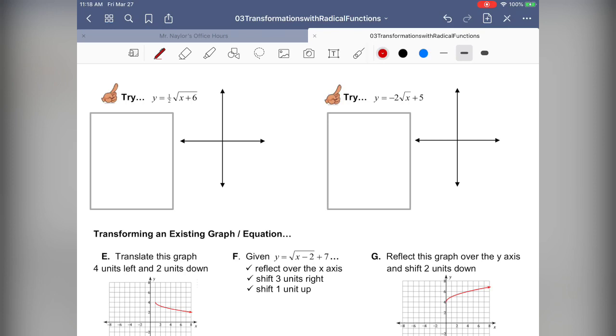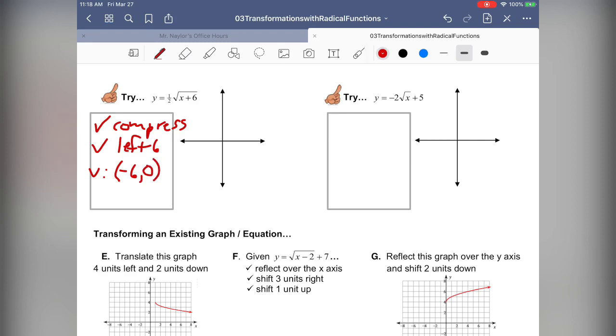All right, I'm going to go through this first one. Did you decide that the 1/2 is going to compress the graph? That's a number that's less than 1, so it's going to be a compression. Did you decide that the +6 is going to shift the graph? And of course, it shifts the graph to the left. Now, with those two pieces of information, we can identify a vertex. Since it's shifted to the left, it would be at -6.